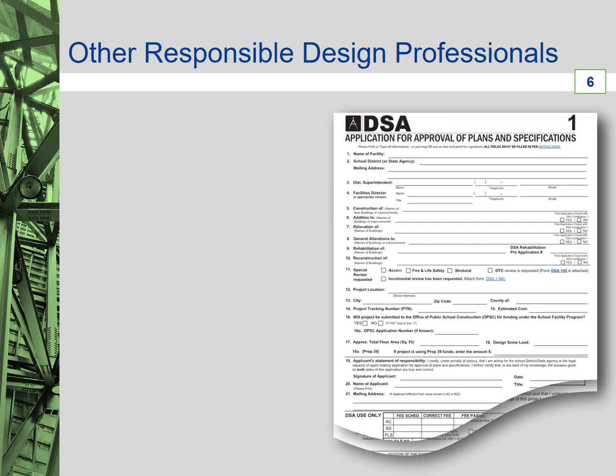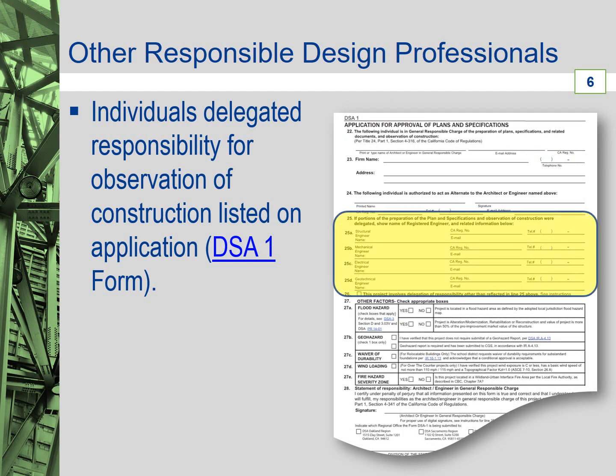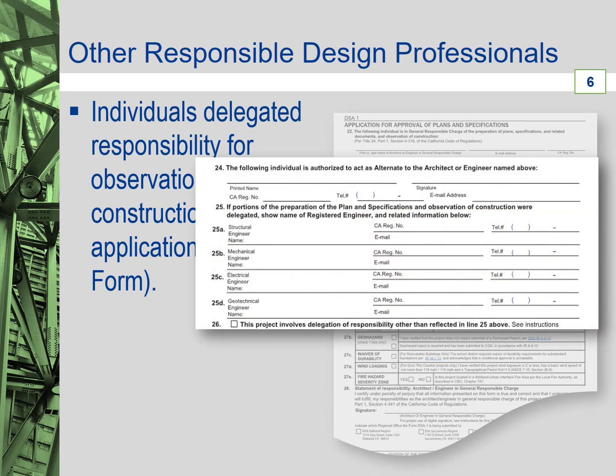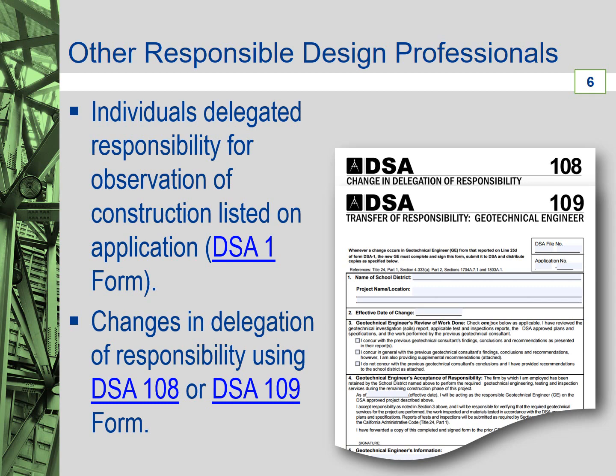The DSA-1 form, which is the application for approval of plans and specifications completed by the design professional in general responsible charge, must include the names of all individuals delegated responsibility for observation of construction. This information is given on the second page of the document. DSA must be notified by the design professional of any changes to the individuals by submitting a DSA 108 form, change in delegation of responsibility, except the geotechnical engineer, which requires submission of a DSA 109 form, transfer of responsibility, geotechnical engineer.